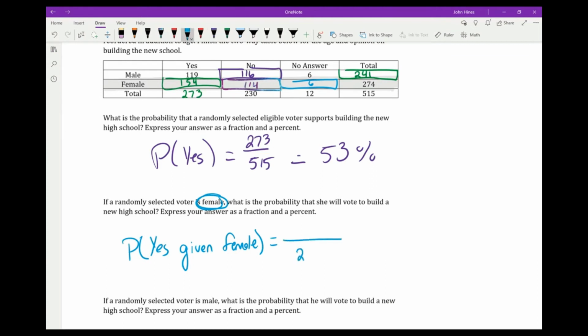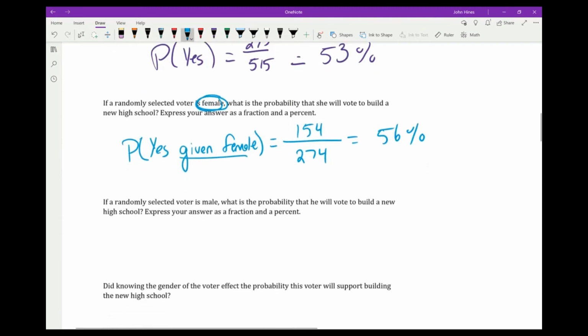So my universe shrunk to 274. That's the total of this universe that I got shrunk to because I was given that I was only picking a female voter. What's the probability of yes? Well, I'm stuck in that row. How many females said yes? 154 females said yes. 154 out of 274 is 56%. So of the females, 56% of them will vote yes. That's what I wanted to say there.